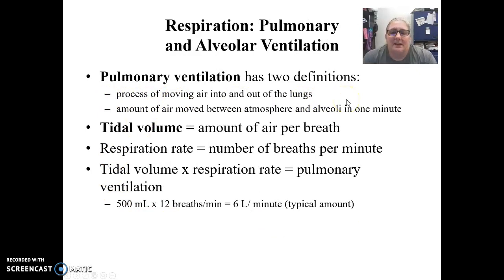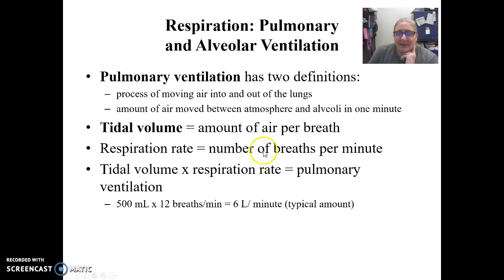So I told you that pulmonary ventilation had two definitions. The first one was just breathing, and the second one was the amount of air moving between the atmosphere and the alveoli in a minute. So there are different measurements that we take to determine our pulmonary ventilation. A tidal volume is the amount of air that we move per breath. Our respiratory rate is the amount of breaths we take per minute. So our pulmonary ventilation then would be our tidal volume times our respiratory rate.